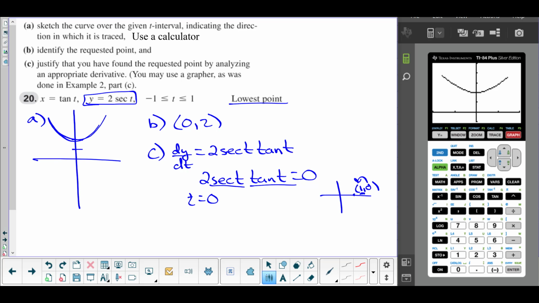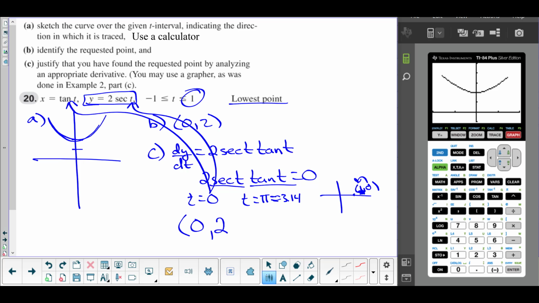The only other place where tangent is 0 is t equals pi, which is approximately, of course, 3.14, and we're only going to 1 radian, so 3 radians is too far. So there's only one point, 0. So now we need the point. Let's plug 0 in for x. Well, the tangent of 0 is 0, and 0 in for secant, the reciprocal of cosine at 0, well, cosine's 1, reciprocal of 1 is 1, so 2 times 1 is 2. So 0, 2 is the lowest point.